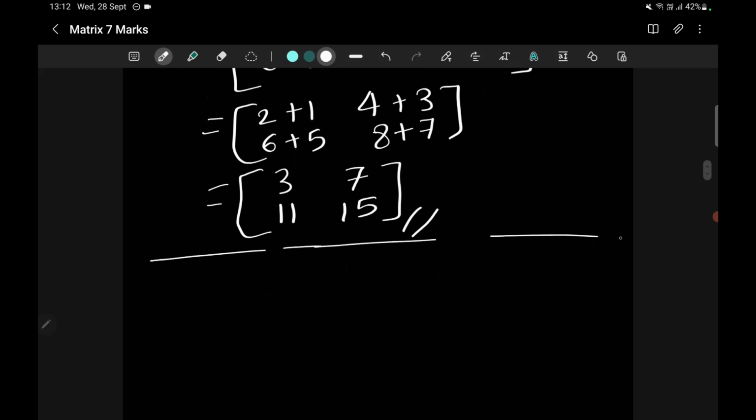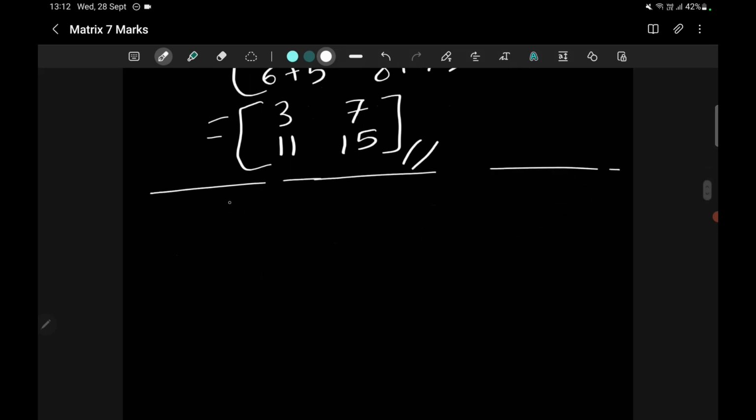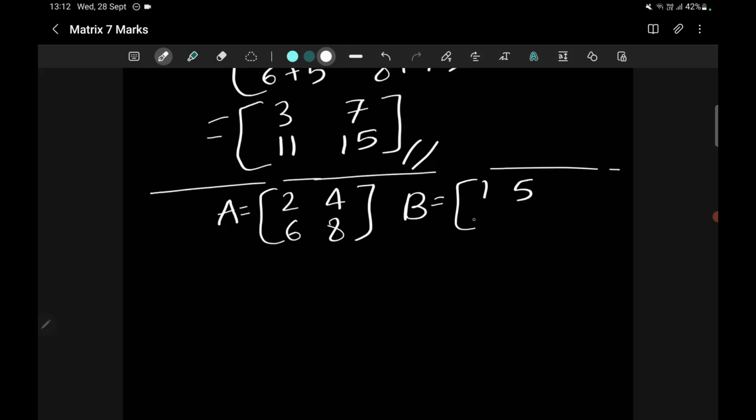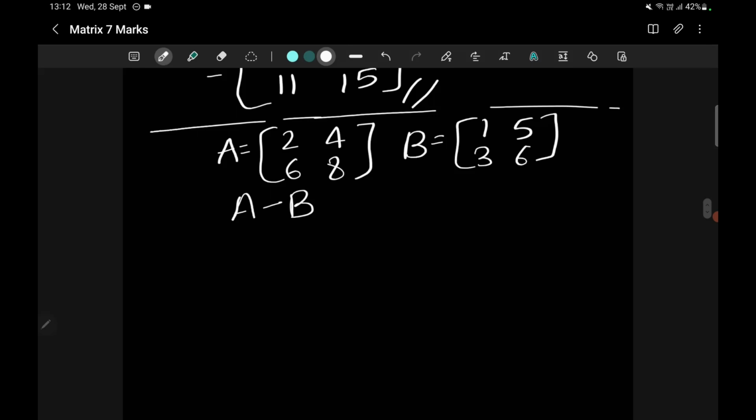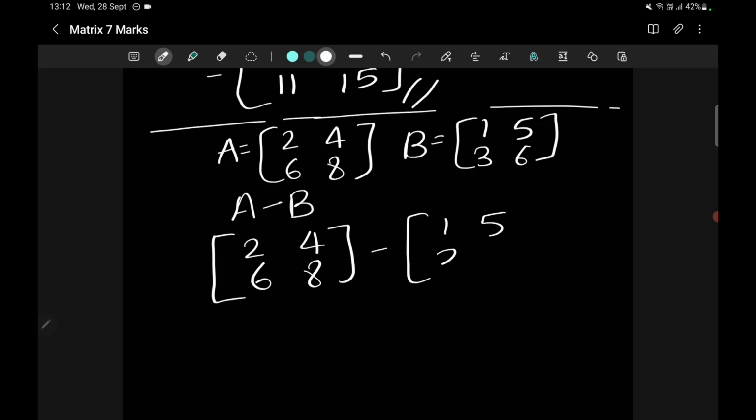Now let's solve one example of subtraction. We'll take A as 2, 4, 6, 8, B as 1, 5, 3, 6, and we want to perform subtraction, that is A minus B. We'll write 2, 4, 6, 8 minus 1, 5, 3 and 6.